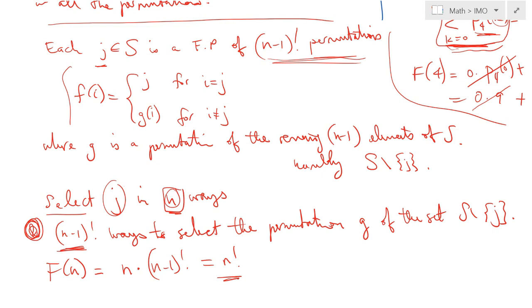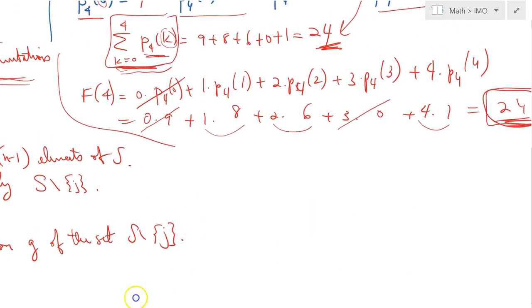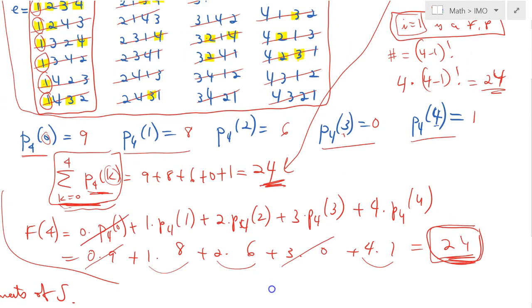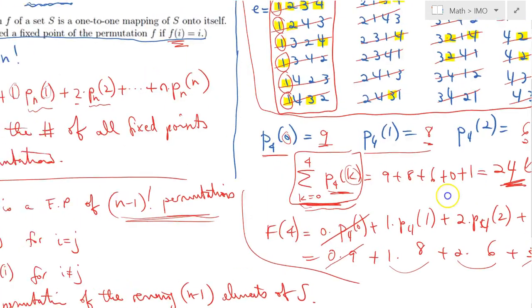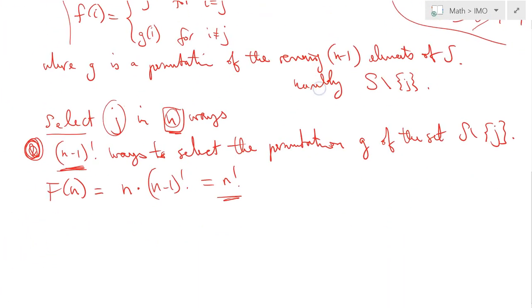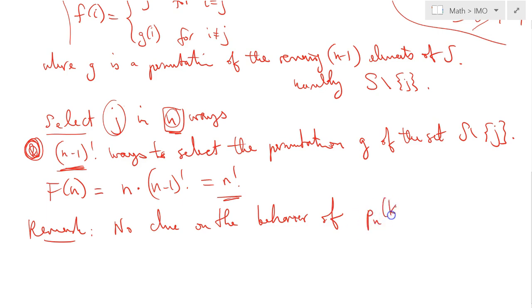However, the downside of this solution is that it doesn't explain to us where these numbers come from, basically, right? We have no clue about where the numbers 9, 8, 6, 0, and 1 come from, or their nature. So let's say this solution is great. However, a remark: no clue on the behavior of p sub n of k.